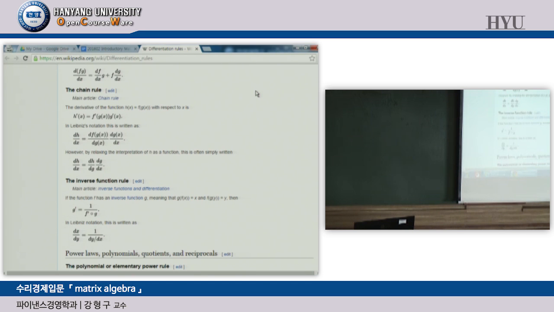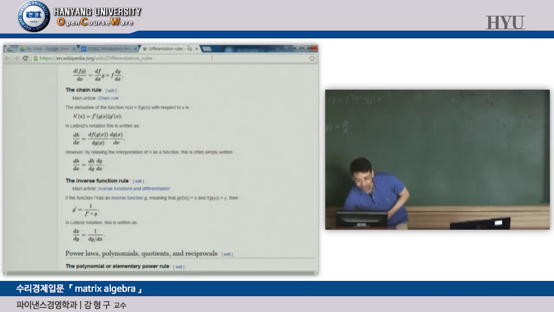If we use Leibniz notation, then dh/dx is like df/dg times dg/dx. And then if we relax the interpretation of this one, then we often write this. And sometimes, under some conditions, you can even cancel out these two, like algebra. Sometimes it's possible.